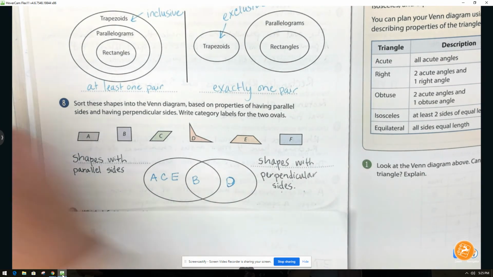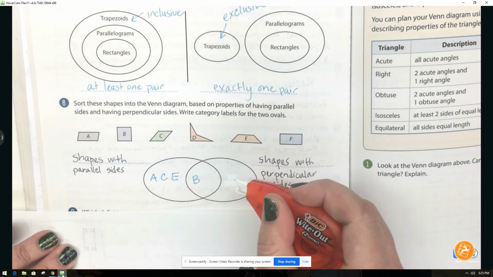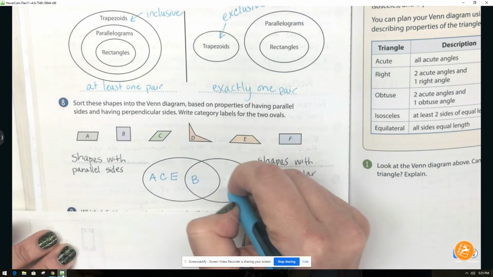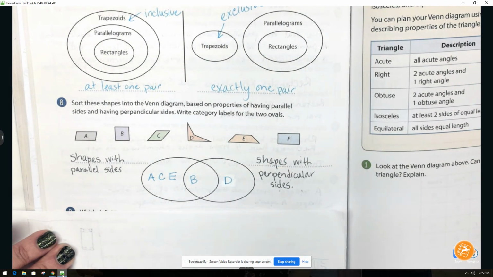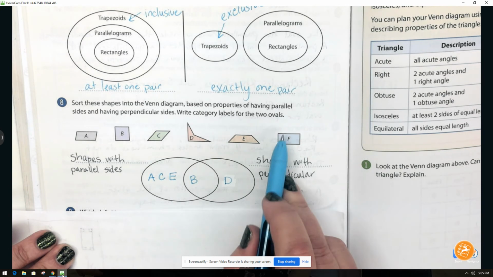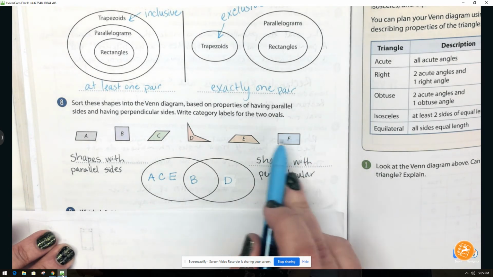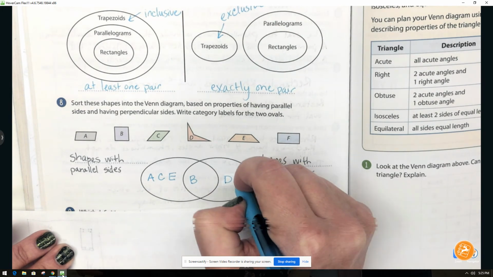And then I'm going to fix that shape D. It's not looking so pretty. I like to have it look good. There we go. And then finally, shape F. Shape F definitely has parallel sides, and it has right angles. So shape F is going to go over here.